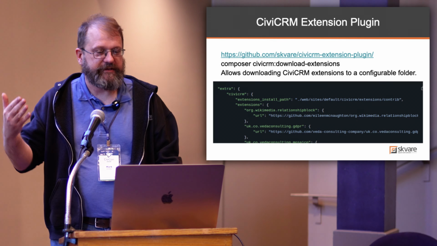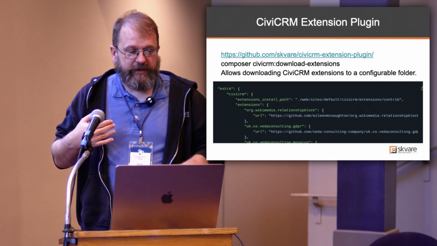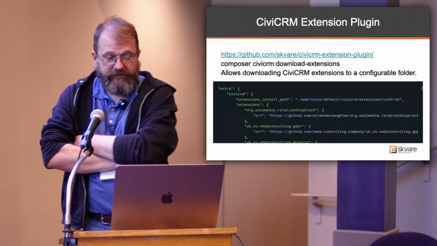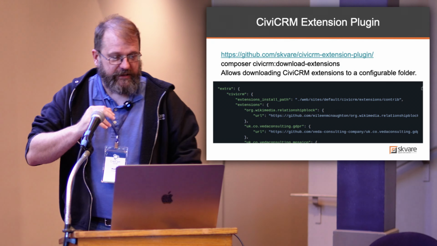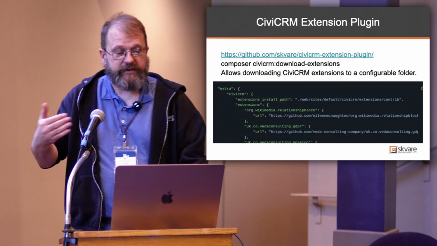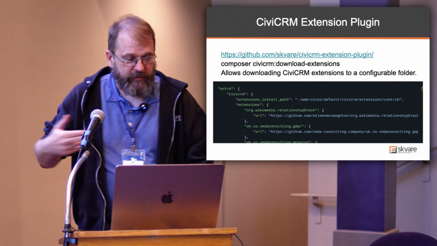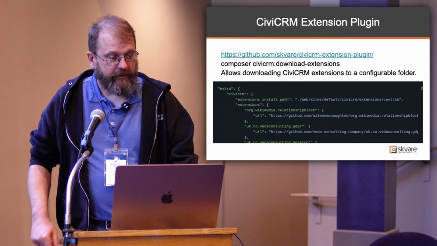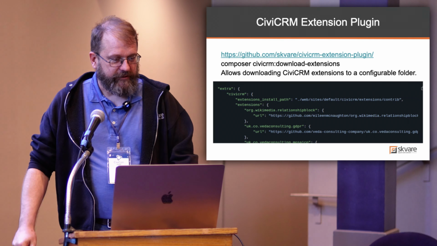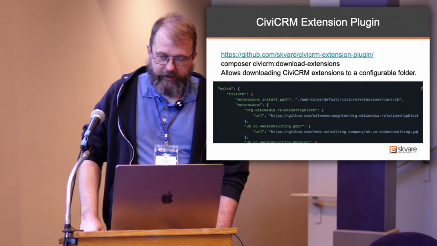Then we like to, when at all possible, have Composer pull in everything. So CiviCRM extensions is another thing often used. So we wrote a plugin to fetch the extensions and put them in the right place with an install path that you can configure, so you can put these wherever you want. I like to put my extensions in a non-standard place, so we have that. Default would be kind of like CiviCRM default location, but you can set that wherever you want.